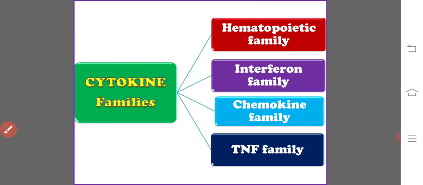Then coming to the cytokine families, they belong to four families, namely the hematopoietic family, interferon family, chemokine family, and TNF, tumor necrosis factor, family. More than 200 types of cytokines have been discovered. So the proteins with cytokine activity are included under these four families.